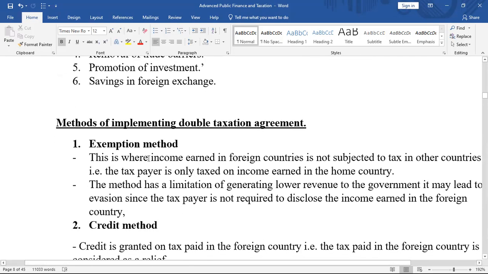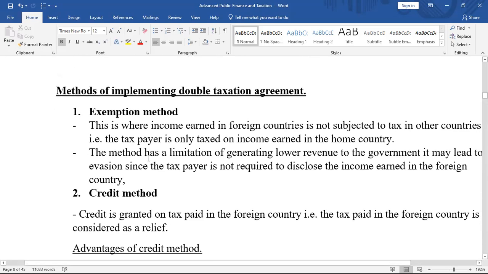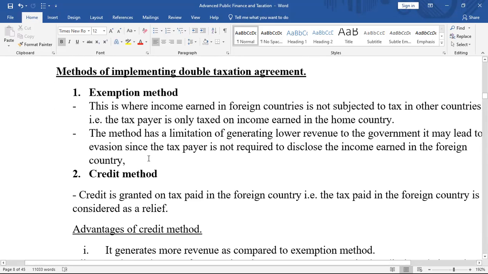When you look at the methods of implementing a double taxation agreement, normally there are two. The first one is the exemption method, where the income from the home country is the one normally subjected to taxation, but any income generated from foreign countries is not subjected to taxation. The method has the limitation of generating lower revenue for the government, and it may lead to evasion since the taxpayer is not required to disclose the income earned in the foreign country.